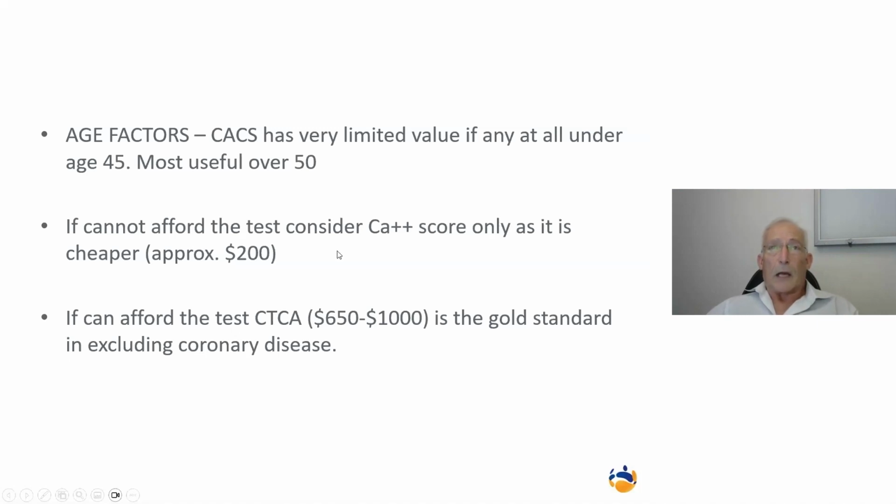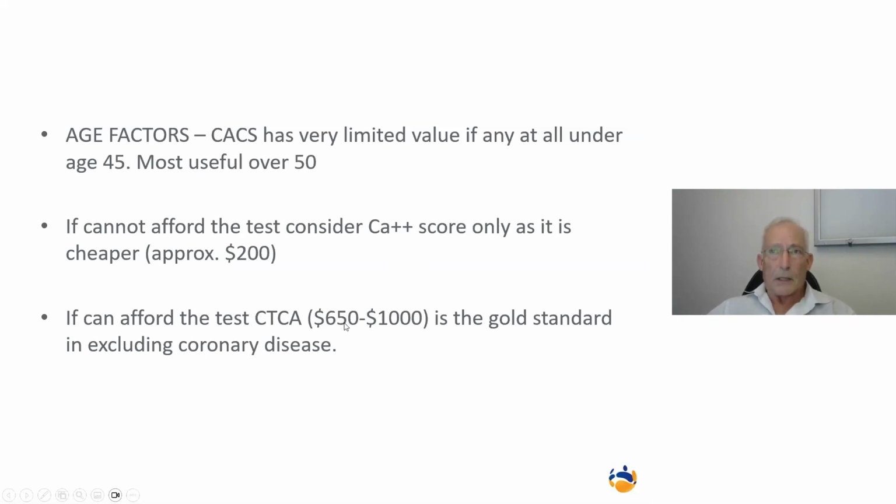Now, the next thing, if you cannot afford the test, then probably the calcium score is the better way to go because it is a very useful risk factor assessment, and the cost, just to give you an idea, is around about $200. On the other hand, the CTCA, which includes the calcium score, by the way, is somewhere in the region of $650 to $1,000. This is the gold standard in excluding coronary disease.